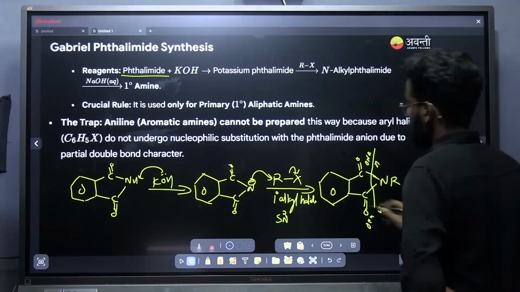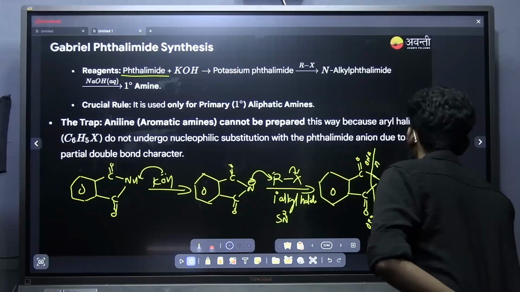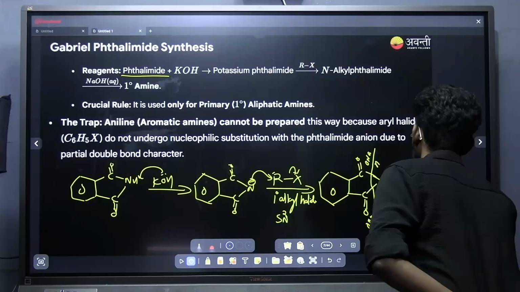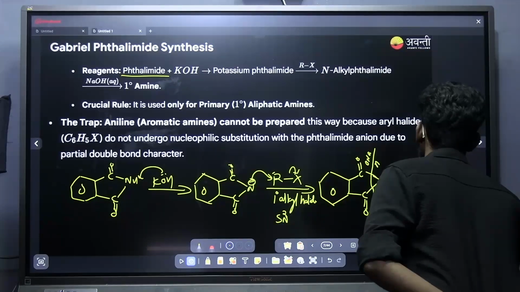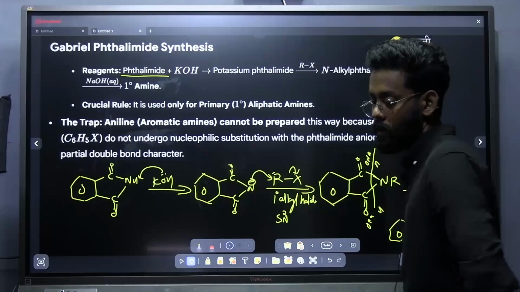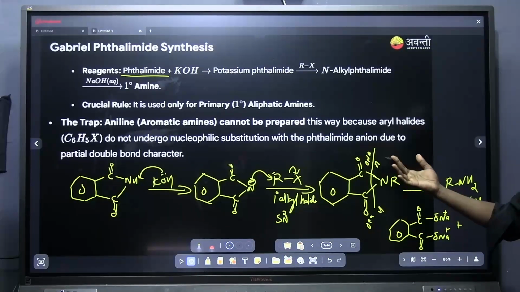We are getting a primary amine because here we are using a primary alkyl halide, and the phthalimide is converting to ONa, plus Na plus, will be converting into a salt. Okay, this is the complete method of preparation of primary amine by using Gabriel phthalimide synthesis.